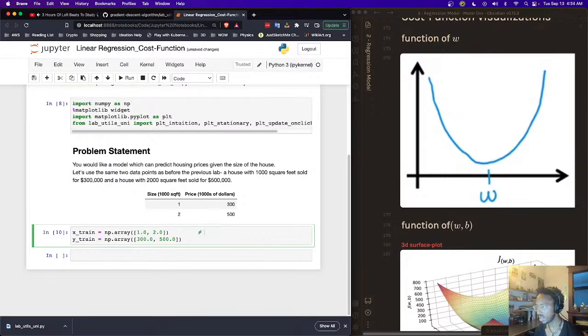So I'm just going to comment here. This is the size in 1,000 square feet. This is the price in $1,000s of dollars.